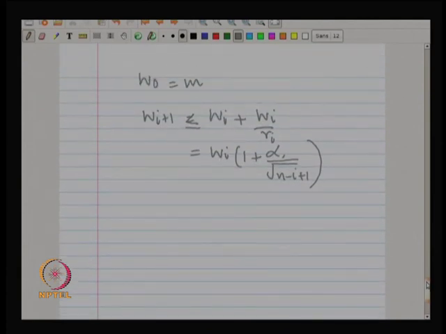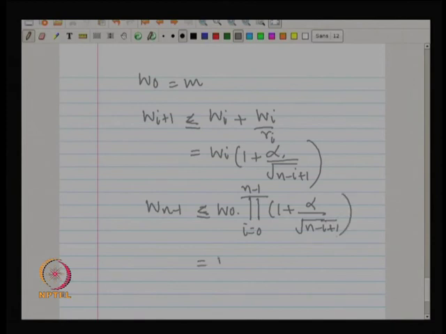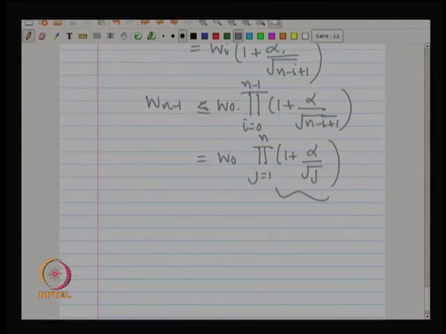So now if you expand it, W n after you finish the whole thing, or W n minus 1 because there are n minus 1 phases, will be W 0 times the product from 0 to n minus 1 of 1 plus alpha over root of n minus i. I am just writing the series in the reverse order, because it will be a little easier to write. That is all I did.